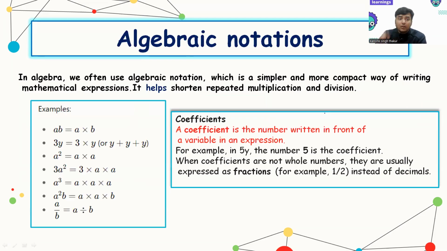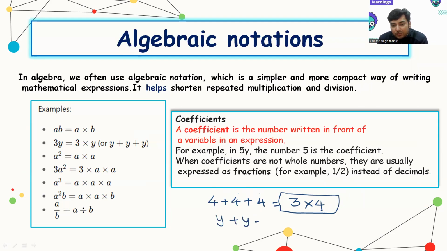Now, in algebra, we often use algebraic notation, which is a simpler and more compact way of writing mathematical expressions. So everything you have to do, you do like with numbers. What do I mean? Suppose I write 4 plus 4 plus 4, meaning I have taken 4 added 3 times. So I can write this as 3 times 4. In the same way, when I do y plus y plus y, I can write this as 3 times y, and I write it shortly as 3y.